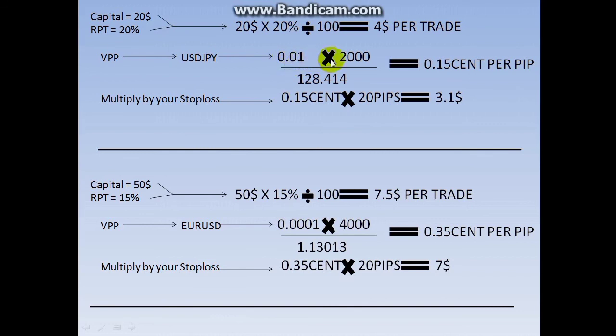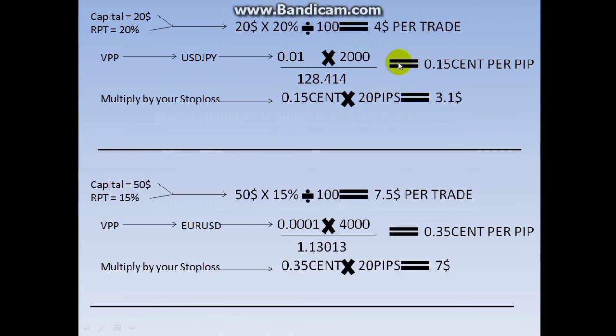So we have 0.01 times how many lot size are we using? 0.02, a micro lot size, right? And that would be 2000, okay? So that would be 0.01 times 2000 divided by the market price. I actually used the current market price of USD/JPY on the weekend, which was 128.414. So that will give us 0.15 cent per pip. So each pip movement costs 0.15 cent. Okay, so multiply by your stop loss, that will be 0.15 cents multiplied by 20 pips. So you are risking $3.1.